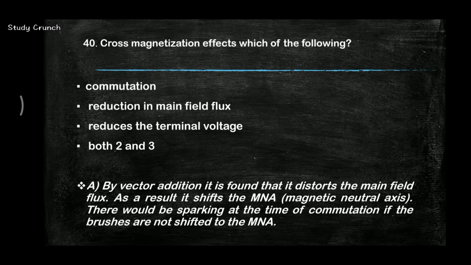Next, the cross magnetization effect, which of the following? So the answer is it affects the commutation. By vector addition, it is found that it distorts the main field flux. As a result, it shifts the MNA. There would be sparking at the time of commutation if the brushes are not shifted to the MNA.